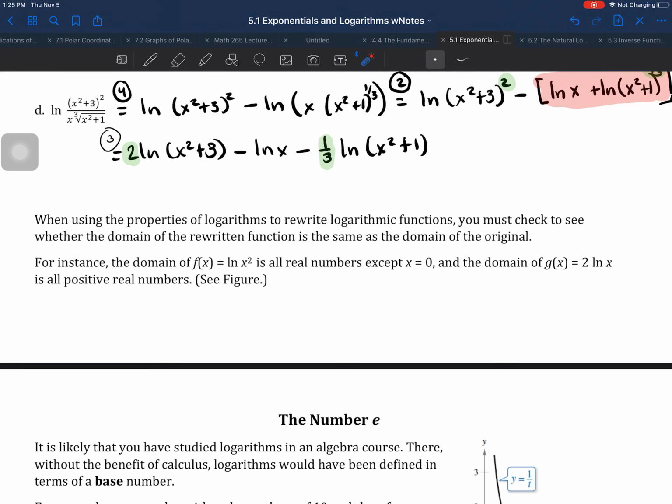For instance, the domain of the natural log of x squared is all real numbers except x equals 0, because I remind you that you can only apply the natural log of a positive number, and thus x squared will always be positive except when x equals 0.